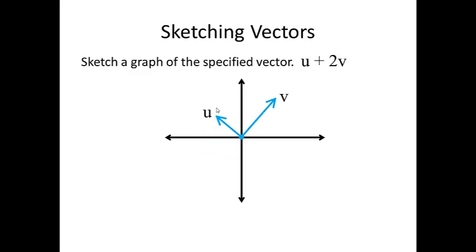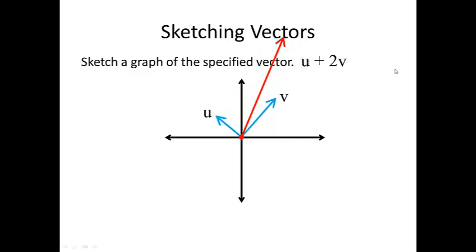All right. How about u plus 2v? Take u. First, we need 2v, and then add the u, and we're going to get that. So that's u plus 2v, head to tail.